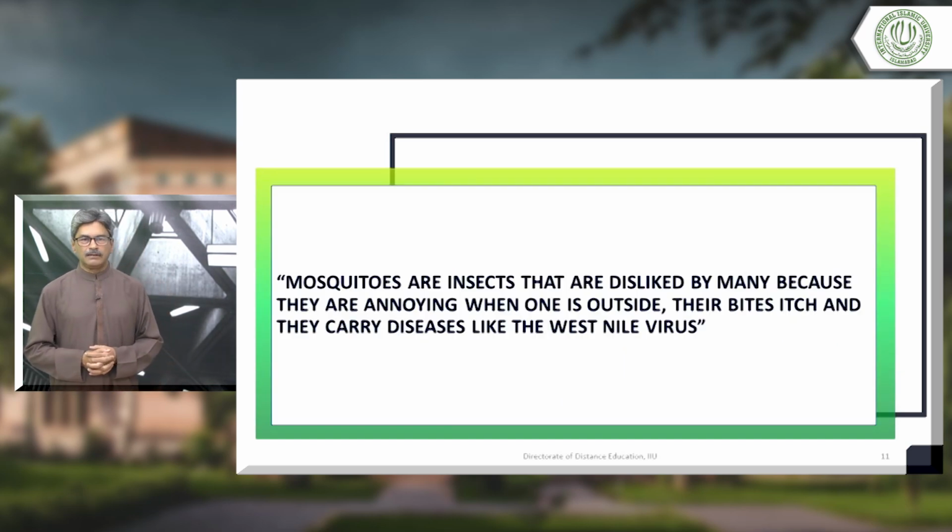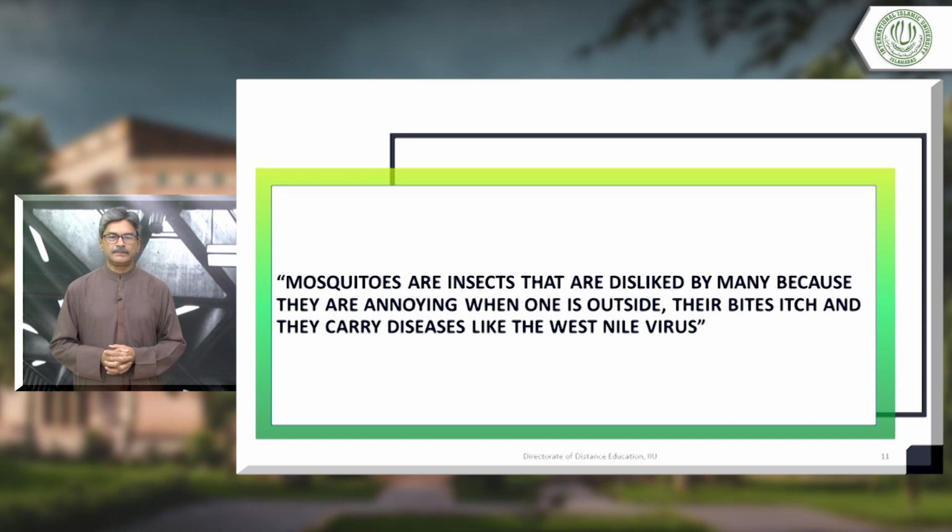The example for an expository paragraph is: Mosquitoes are insects that are disliked by many because they are annoying when one is outside. Their bites itch and they carry diseases like the West Nile virus, besides of course malaria.